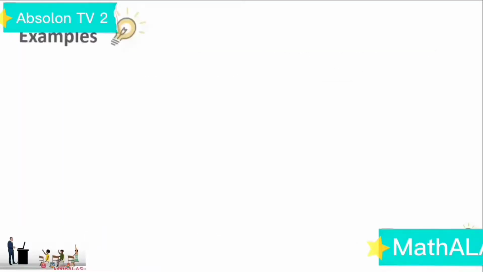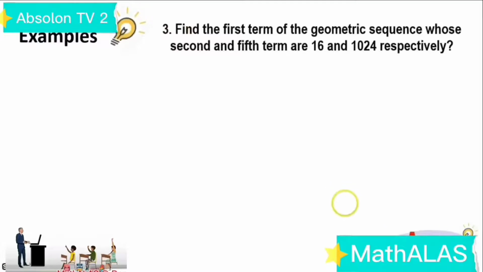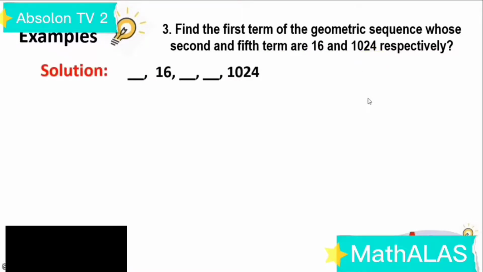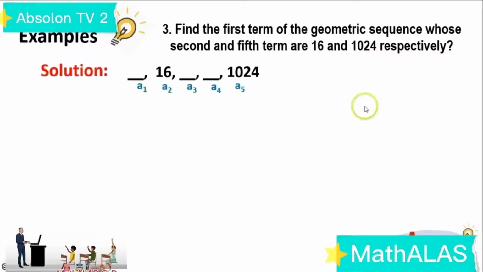Let's take example number 3. In this case, we have to find the first term of the geometric sequence whose second and fifth term are 16 and 1024 respectively. So, we know that there are 5 terms in the given sequence, and the sequence looks like this. We don't know the first term.